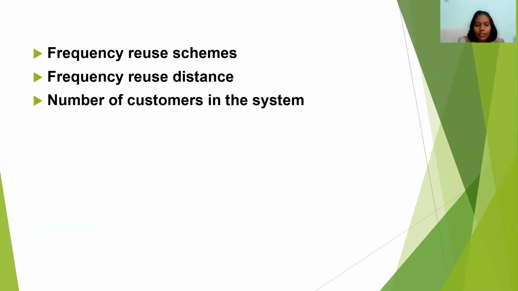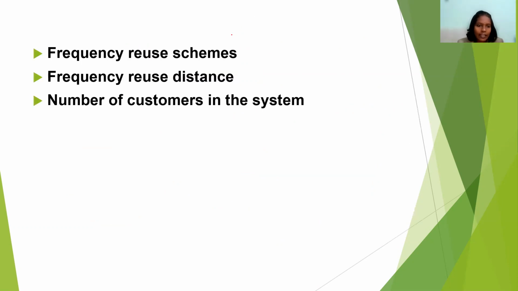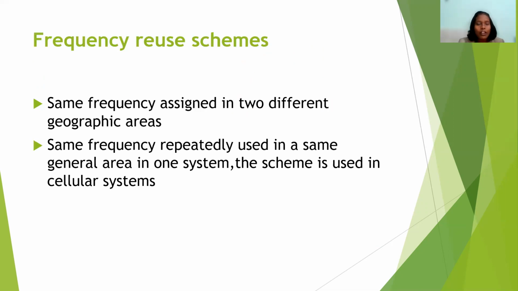In order to avoid co-channel interference and crosstalk, there are three measures: frequency reuse schemes, frequency reuse distance, and the number of customers in that system. If we take care of these three, we can avoid the interference present in the frequency reuse concept. So first, frequency reuse schemes. What are the schemes present in frequency reuse?